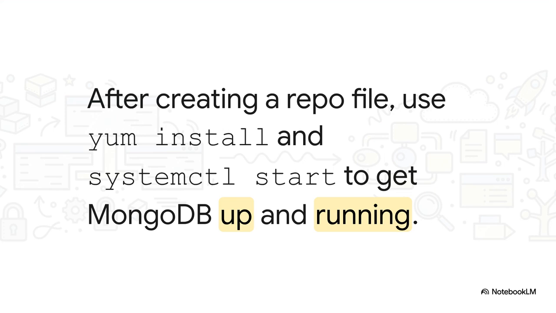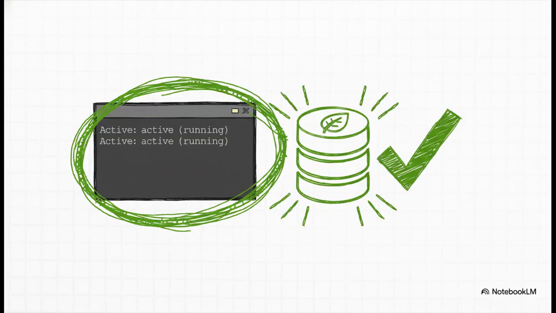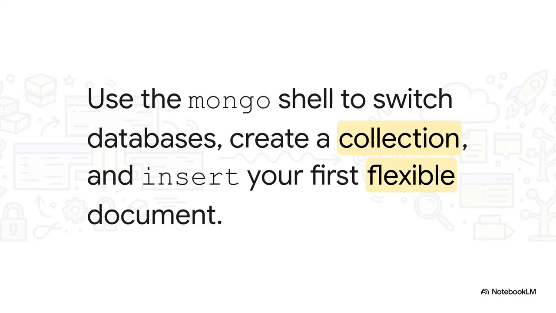Then you use systemctl to start mongod, and that D at the end just stands for daemon. It's the background process that is the MongoDB server. And yup, just like with MySQL, that active running status is our green light. It's the confirmation we need that the server is up and ready to accept connections. Now this is where you really feel the difference. You talk to MongoDB through its command line shell. You can switch databases, create something called a collection, which is basically a NoSQL table, and then immediately, without defining any structure, you can just insert your first flexible JSON document.